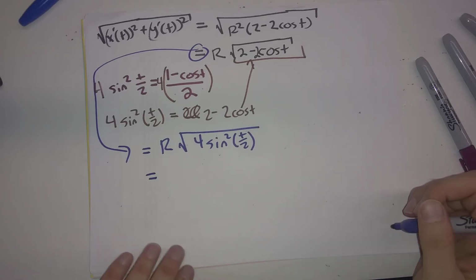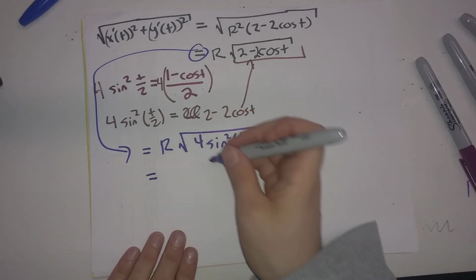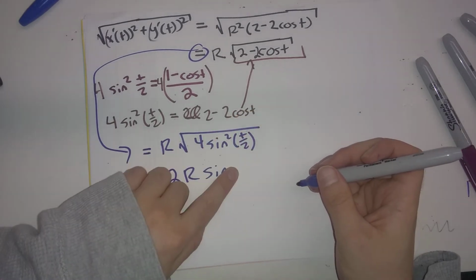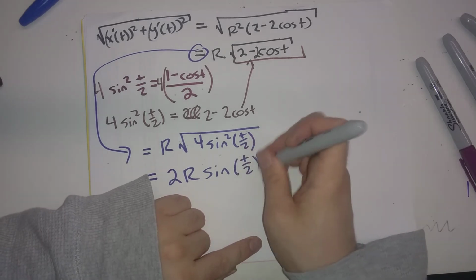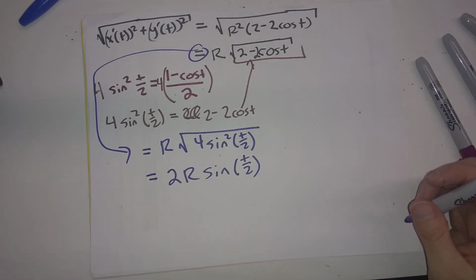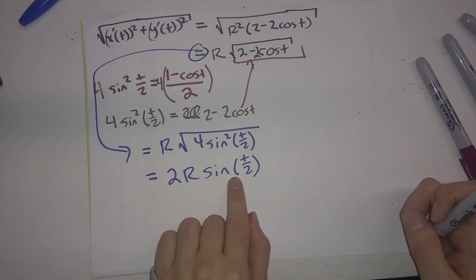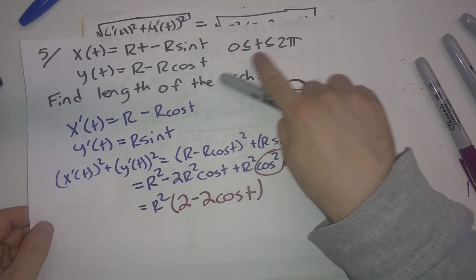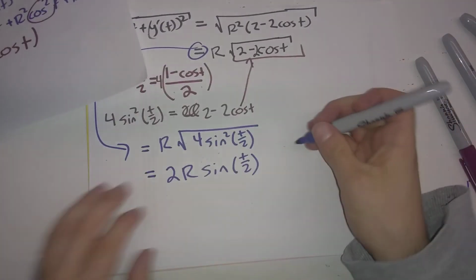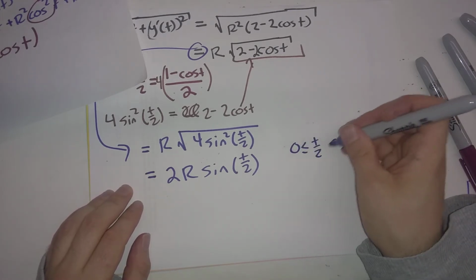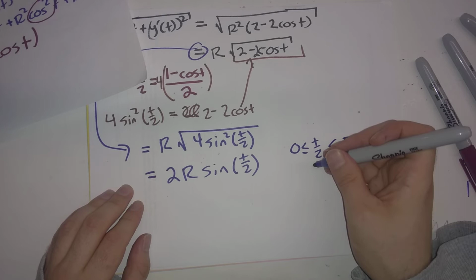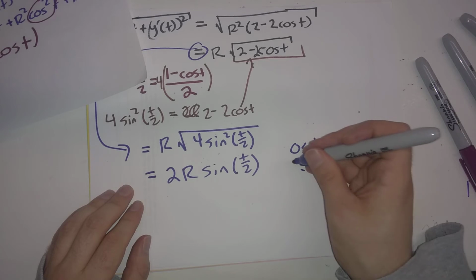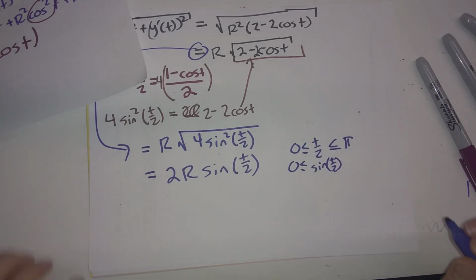And so this is going to give us, the square root of 4 is 2r, and the square root of sine squared of t over 2 is just sine of t over 2. Now, you might wonder, don't we have to put absolute value bars here? You're good to wonder and worry about this, but t is running from 0 to 2 pi, which means that t over 2 is running from 0 to pi, and on this interval, sine of t over 2 is always non-negative, so we don't have to worry about absolute value bars.